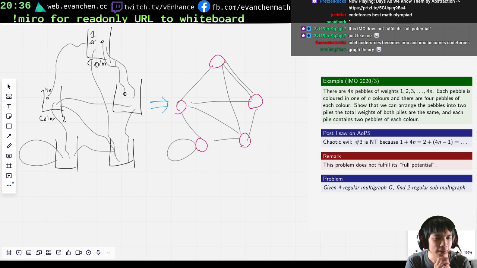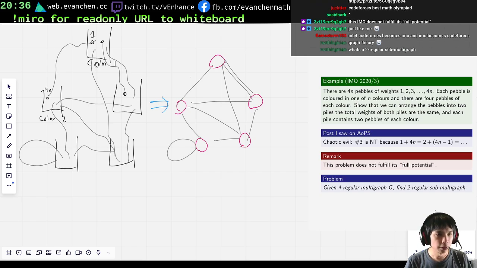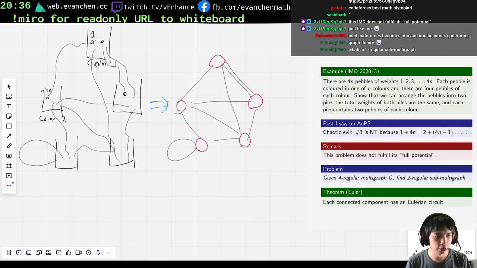And I was eating breakfast and I was like, okay, well, if this is really gonna work, what is a 2-regular sub-multigraph? It's a bunch of cycles. And that got me thinking, if I have a 4-regular multigraph, well, 4 is even, so by Euler's theorem, each connected component has an Eulerian circuit. What's a 2-regular sub-multigraph? It means I take a subset of the edges such that every vertex touches two of them.